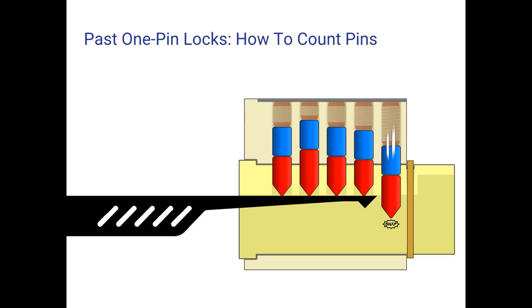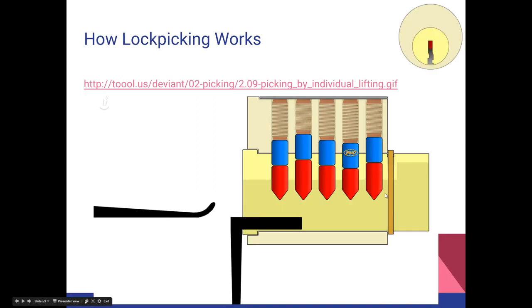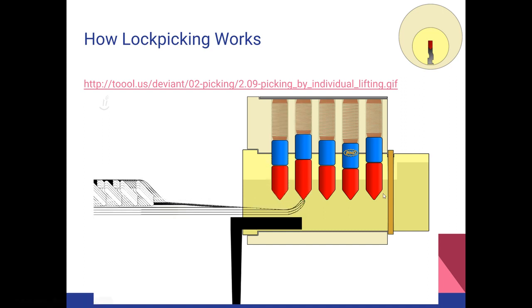You'll feel a little jerk, a little jolt when you let go of a pin and it gets sprung down by the spring. So you count how many of those occur, and then you know how many pins are in the lock. And so again, this is the process of picking a lock.